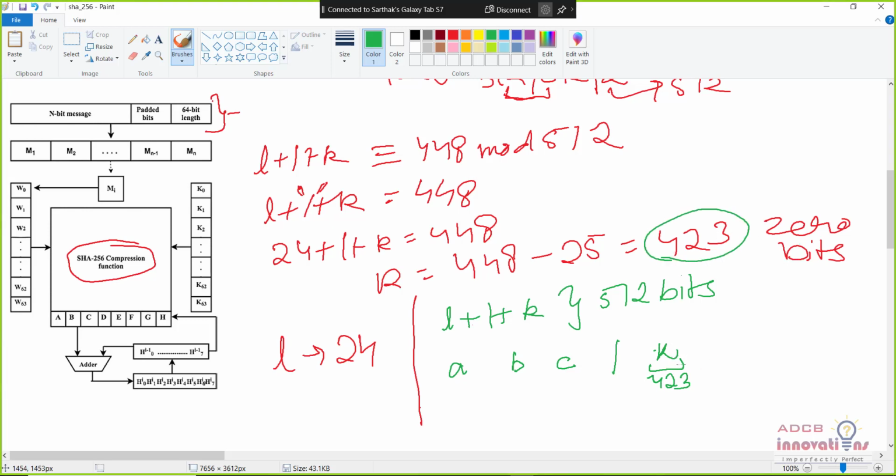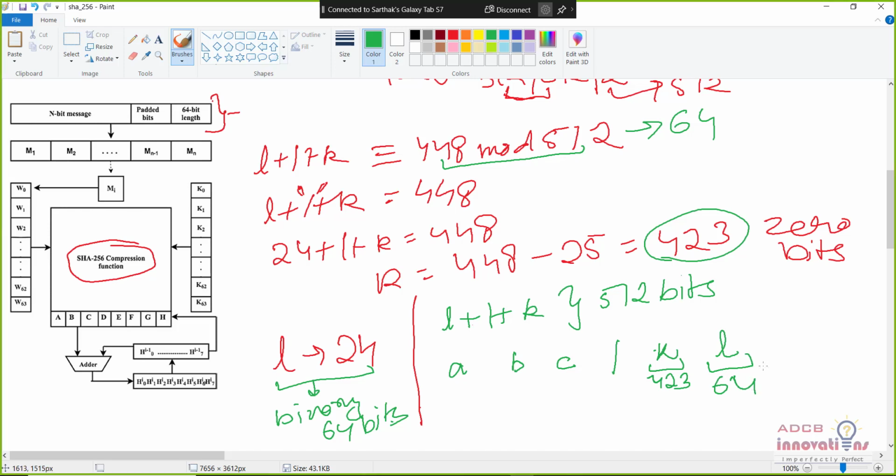And finally we will be having this L value, this L is equal to 24 value in binary in the form of 64 bits. So now how does it come to be 64? That is because, you see, when we equate 448 mod 512, it will give the answer 64. All right, so we need to append the L value, that is 24, in the form of 64 bits.